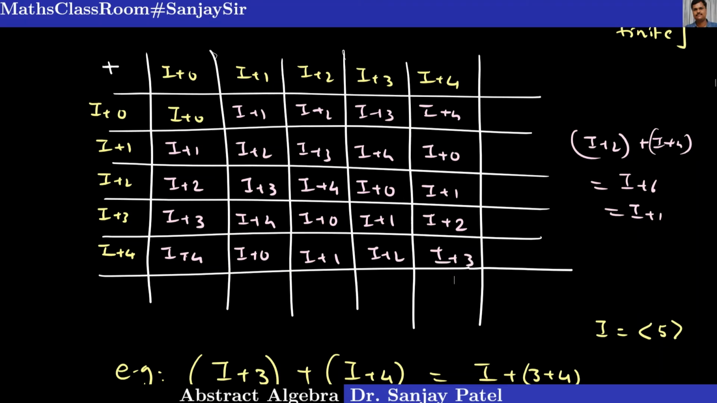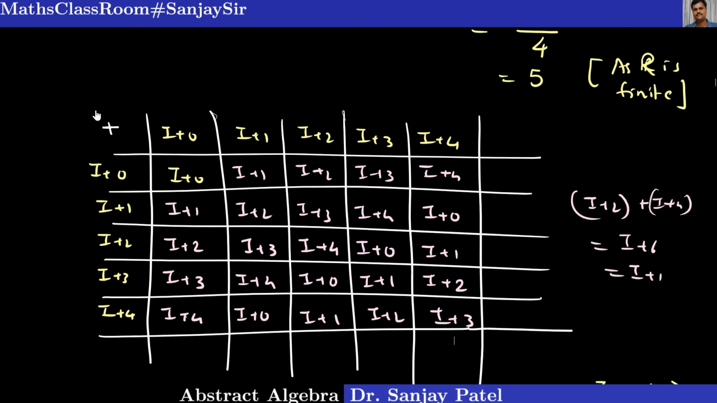So this is the combination table for the operation of plus in the ring R mod I. So what we have done here is, in R mod I, we have proved that it is a group with respect to plus. Not only a group, but it is a commutative group with respect to plus. And this I plus 0 is behaving as the 0 element. Okay.